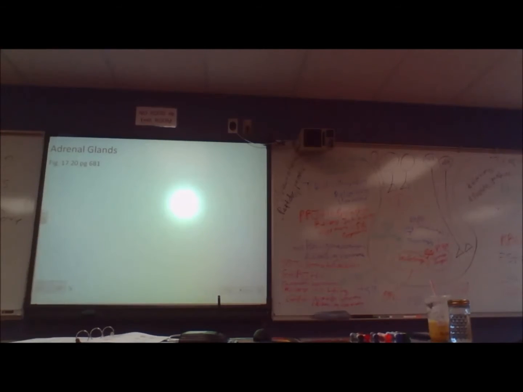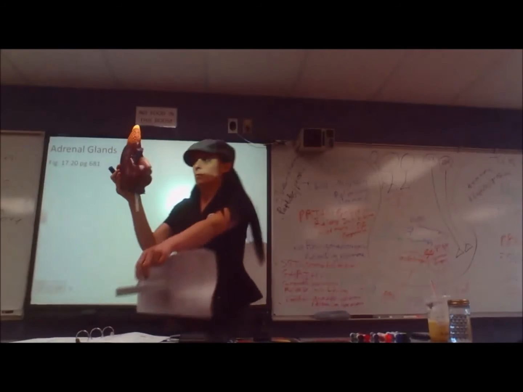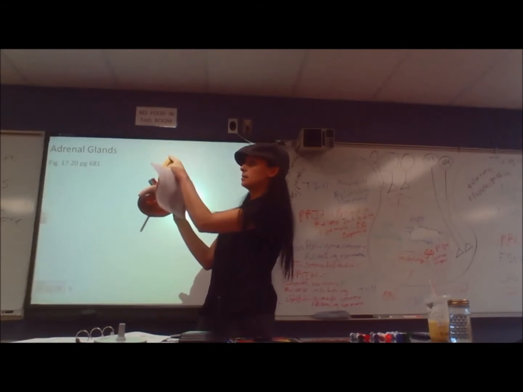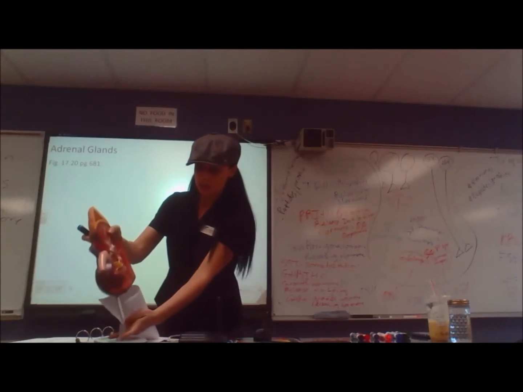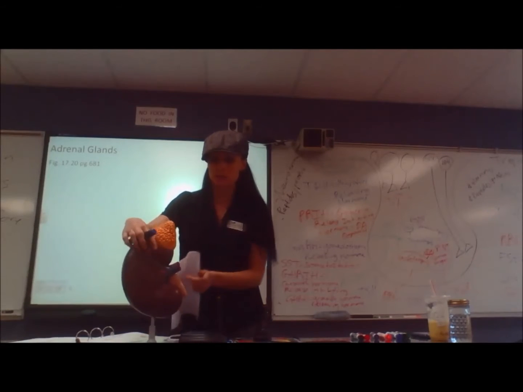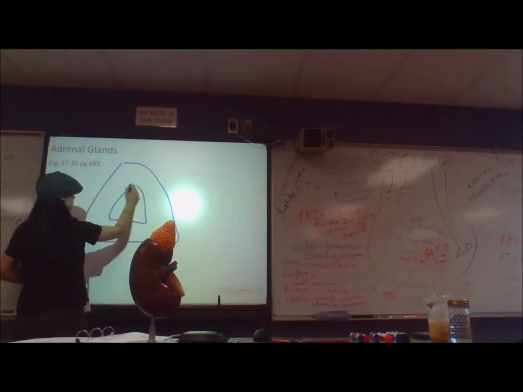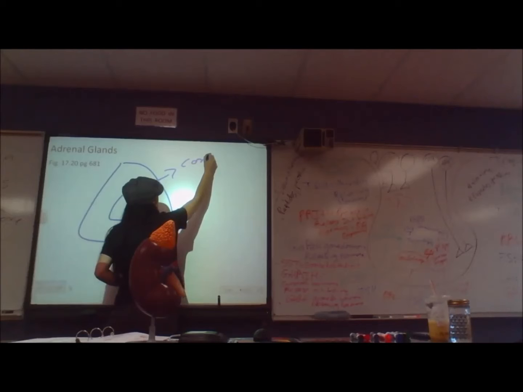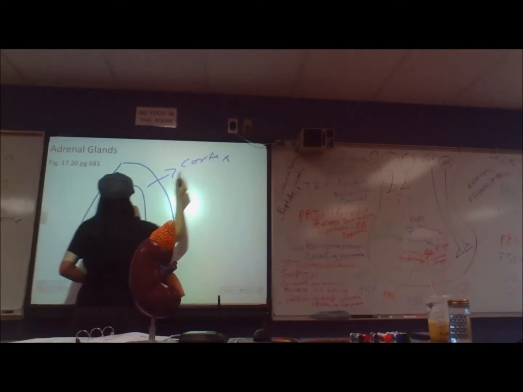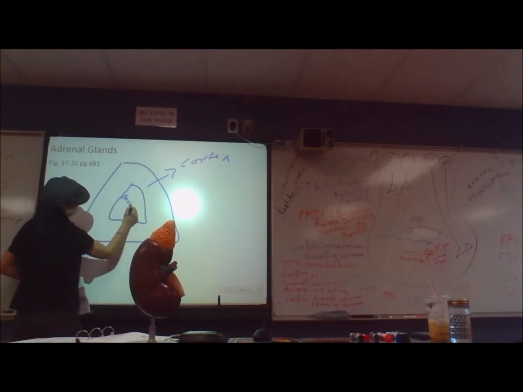So, our adrenal glands sit on top of our kidneys, and they've got two regions. An outer cortex and an inner medulla. And these are doing different things. So, if we look at our adrenal glands, they've got an outer cortex and an inner medulla.